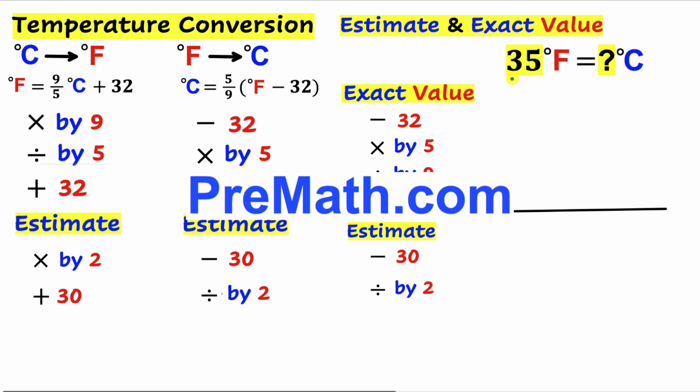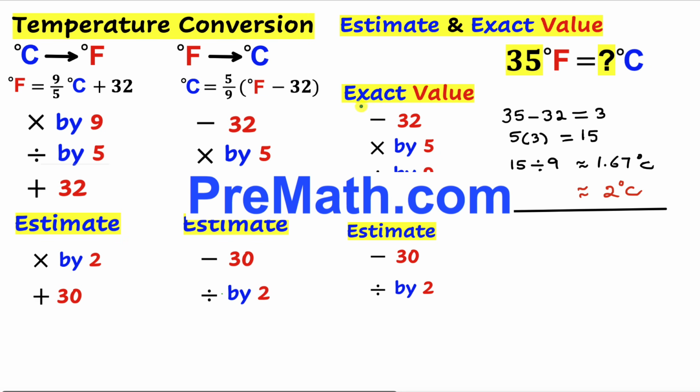And here's our next example. We are going to convert 35 degrees Fahrenheit to degrees Celsius. And here we have calculated the exact value first. In the very first step, I have put down 35 over here and subtracted 32. We got 3. The next I multiplied 3 with 5. We got 15. And finally, 15 divided by 9 is going to give us approximately 1.67 degrees Celsius. And as a whole number, that turns out to be equal to 2 degrees Celsius.